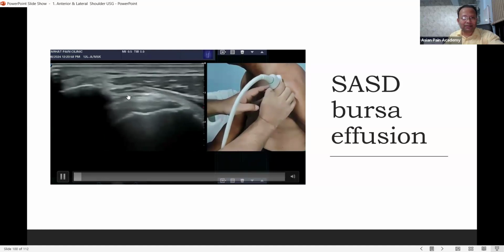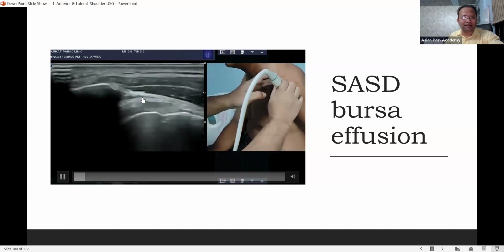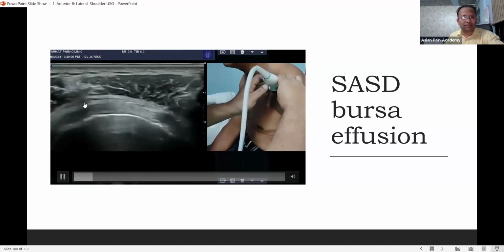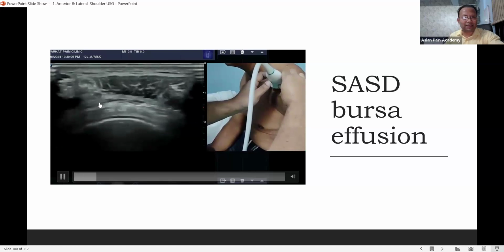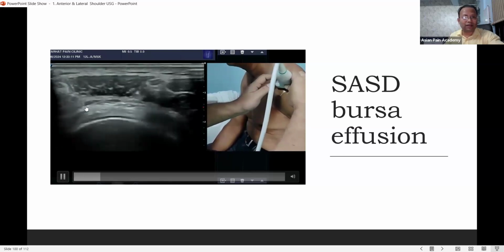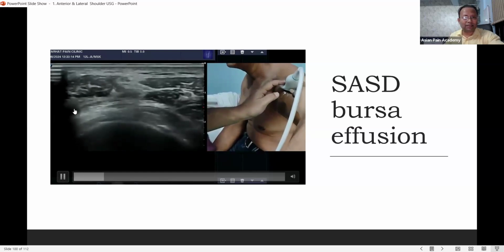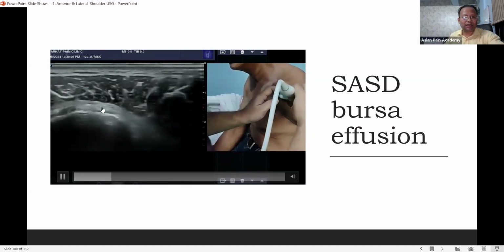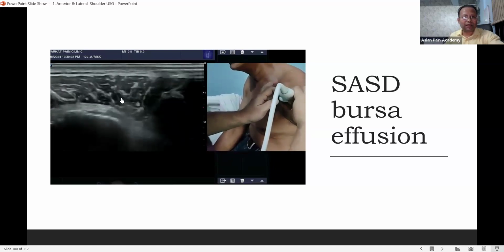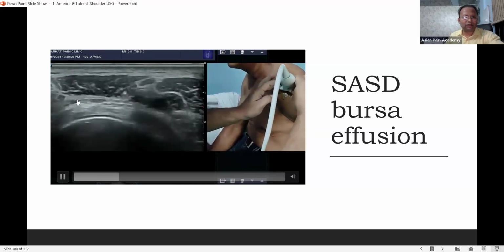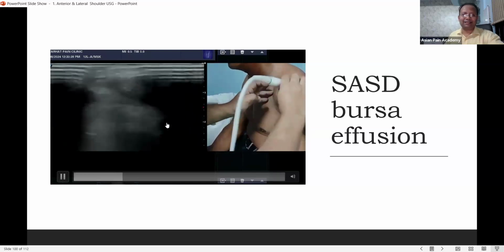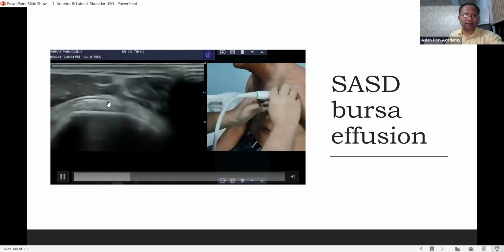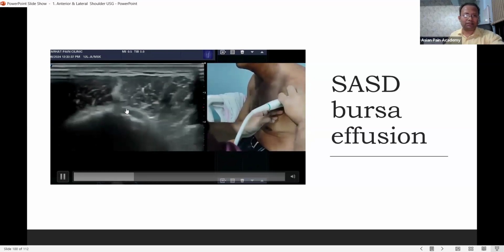So this area is the bursa, and here you can see some black-colored fluid. Now it is the short axis, and this type of fluid is not normal. A lot of fluid is there. This is the bursa fluid. You can see it in short axis. Between the deltoid and supraspinatus, there is a lot of fluid. So this is called SASD bursa effusion. Clearly you can see there is a bursa effusion.